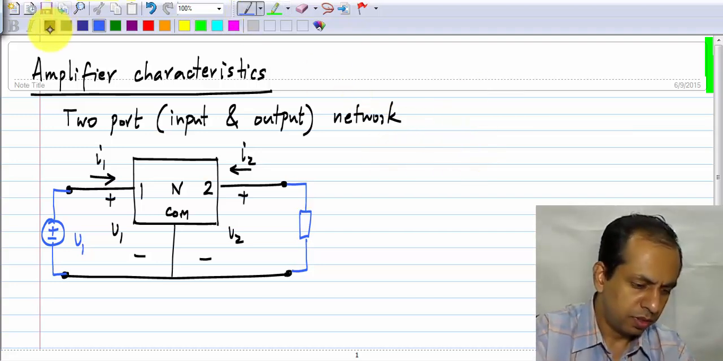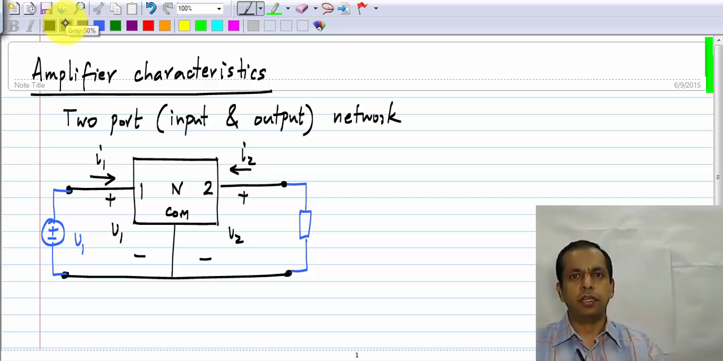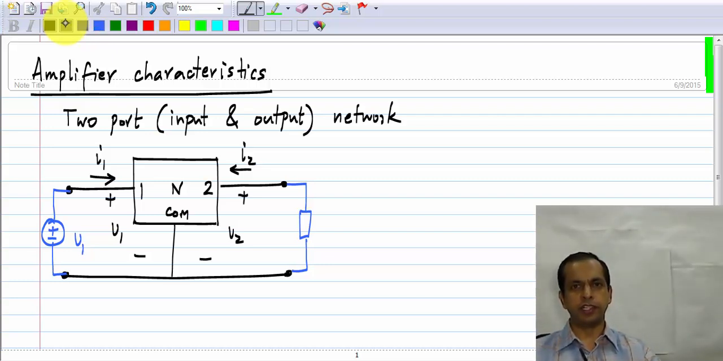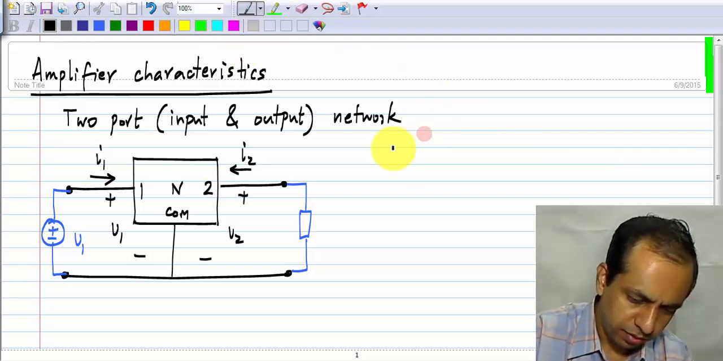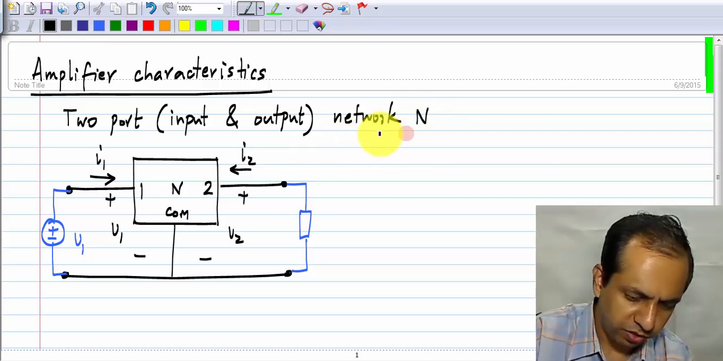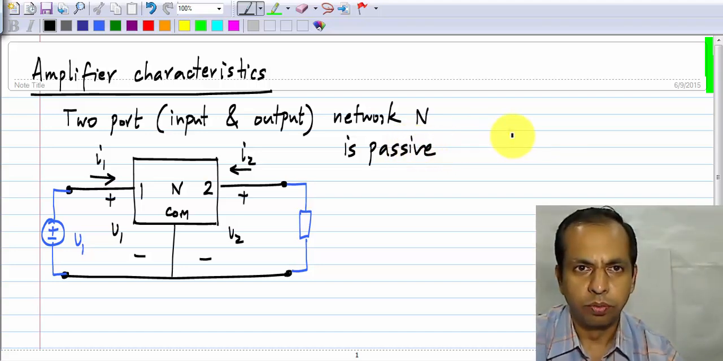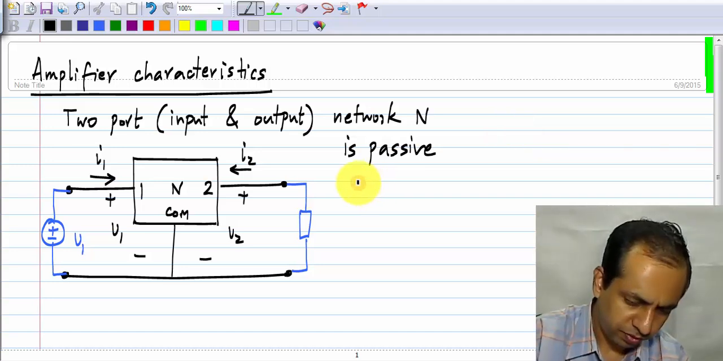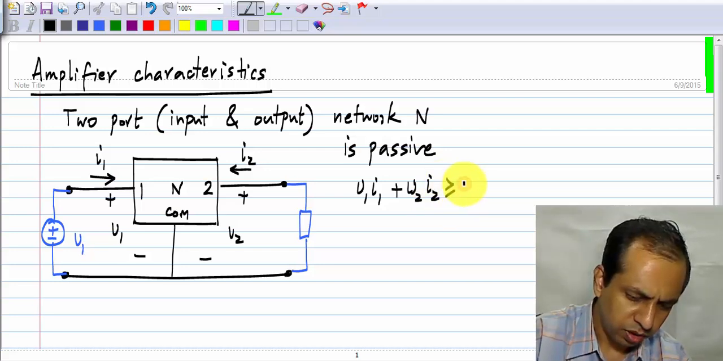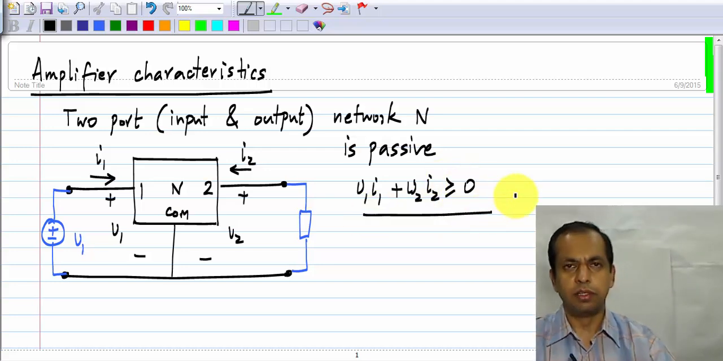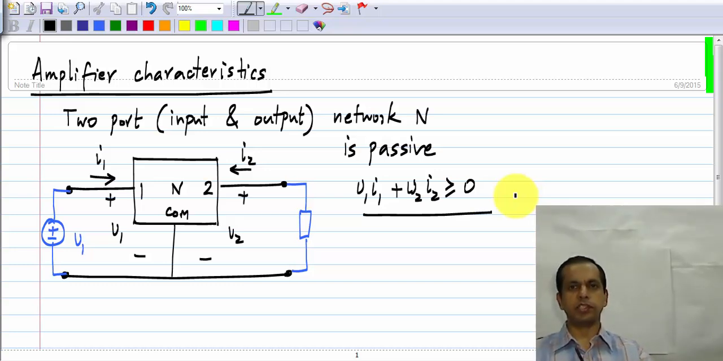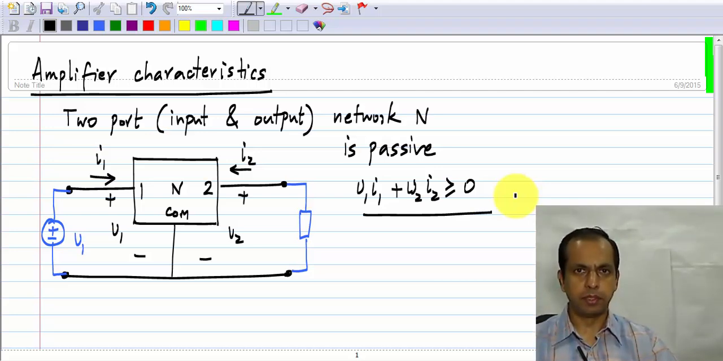Now, every network that we take is passive, that is, it does not have a source of energy inside. It can only dissipate power. Okay. So, what does it mean? This 2-port network N is passive. So, it means that V1 I1 plus V2 I2 is going to be more than 0, or maybe it is equal to 0, in which case it is not dissipating any power. So, it cannot generate any power, it does not have any source of power inside. Okay.